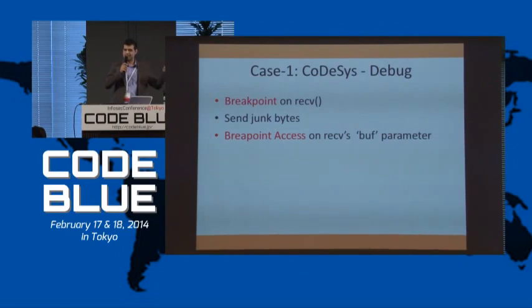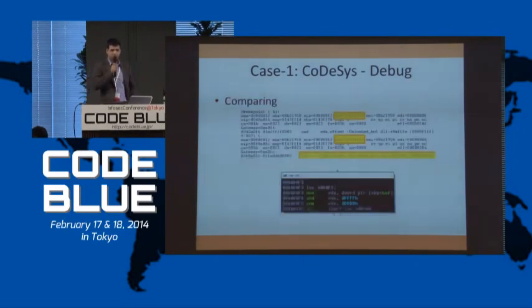Basically, I set a breakpoint in the debugger on some network socket functions, for example recv, one of them. Then I send junk bytes to the application. After that, I set a breakpoint on access to recv's parameter arguments, such as buff. Then I will be able to see when the application touches my packet in memory. So this is a hitting point in the debugger when the breakpoint hits our receive buffer.